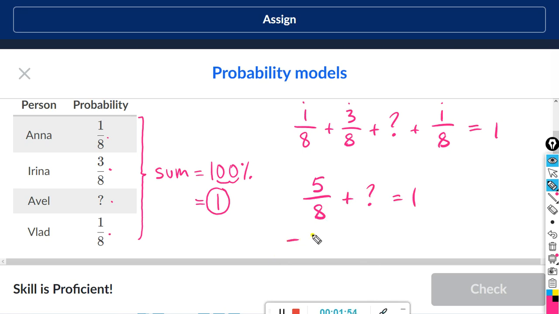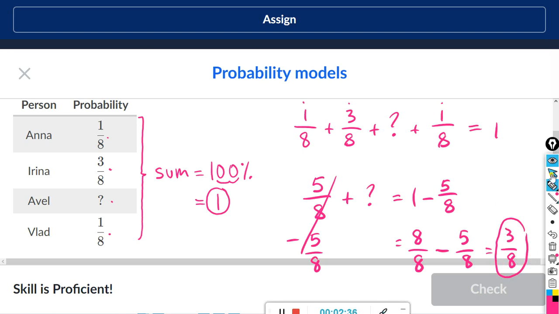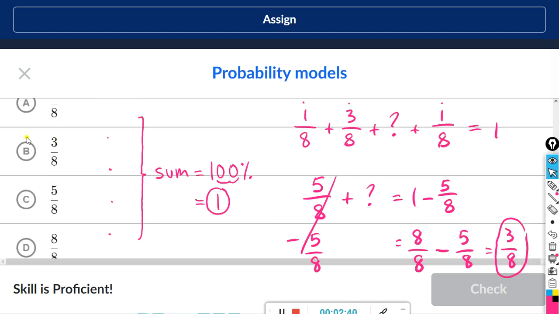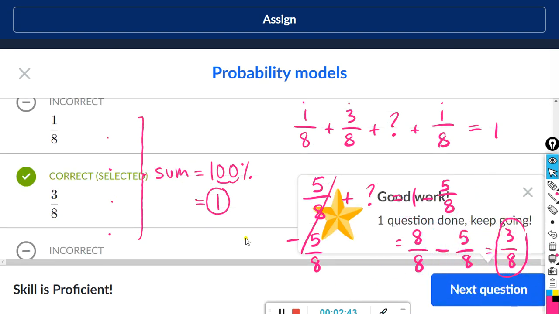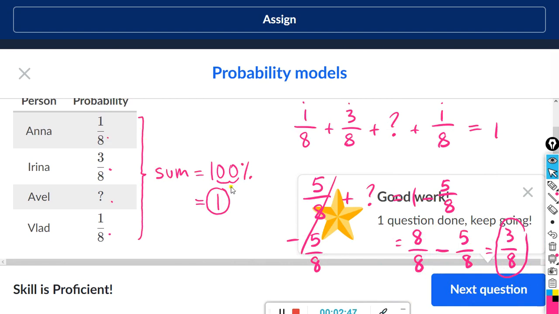Subtracting 5/8 from both sides. In case you don't see it, 1 is the same as 8/8, because the same number over itself is just 1, and this is minus 5/8. The reason I did 8/8 is to get a common denominator with the 8. And of course, 8 minus 5 is just 3, and we still have the denominator of 8. So that's it, and that is answer B. I'm pretty sure for all of these, they're going to add up to 100% or 1.